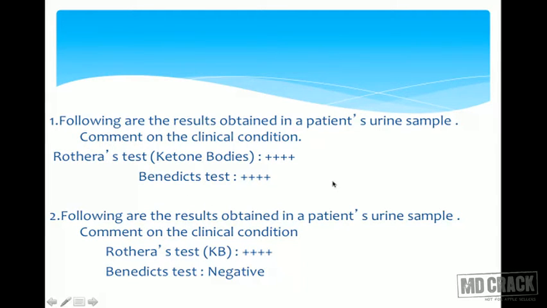If Benedict's test is positive, it means he is having glycosuria. Most probably this person is having uncontrolled diabetes mellitus. If Benedict's test is negative, it means his urine is not containing glucose. This might be mostly starvation induced ketoacidosis. This is uncontrolled diabetes mellitus associated ketoacidosis.